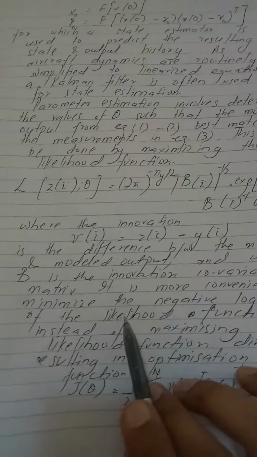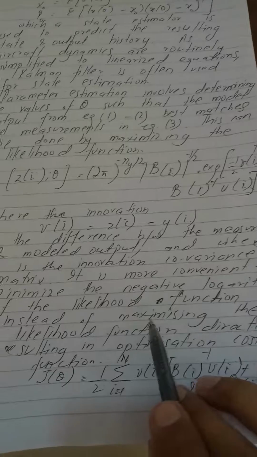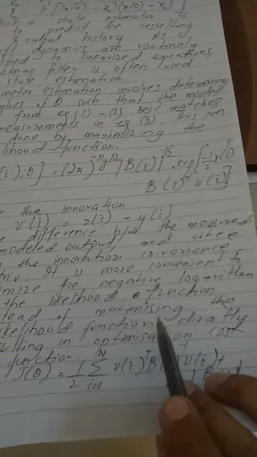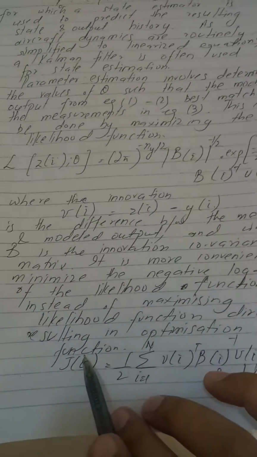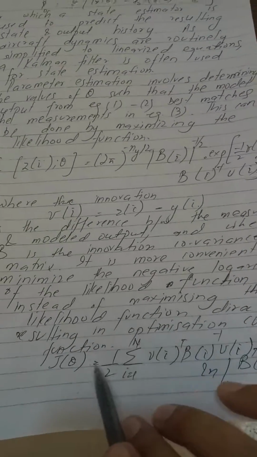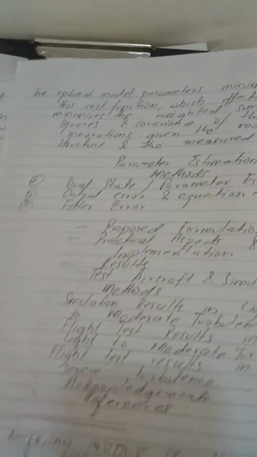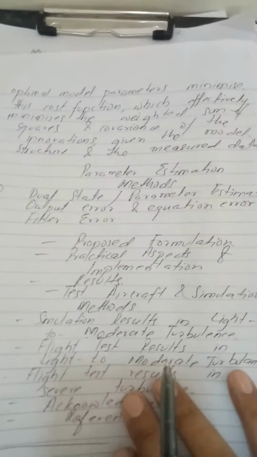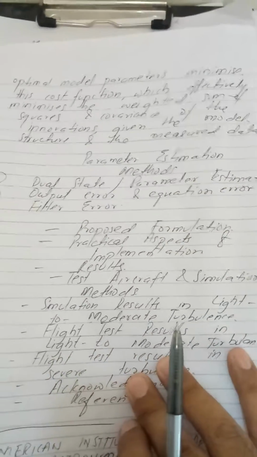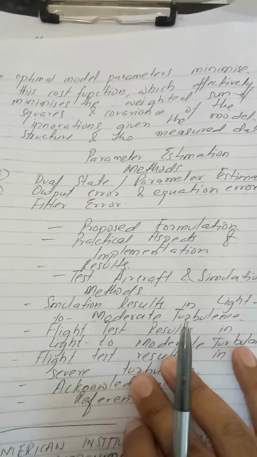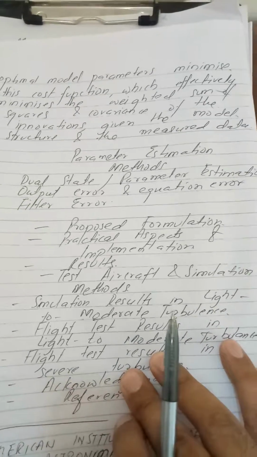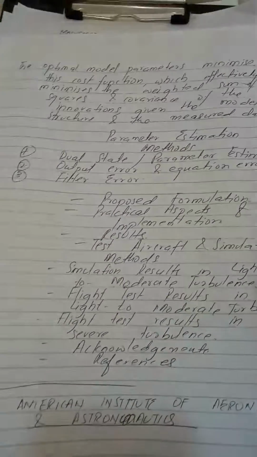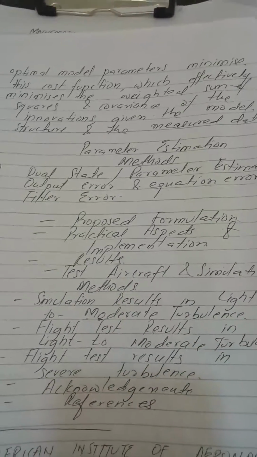It is more convenient to minimize the negative logarithm of the likelihood function instead of maximizing the likelihood function directly, resulting in the optimization cost function in front of you. So the optimal model parameters minimize this cost function, which effectively minimizes the weighted sum of squares and covariance of the innovations given the model structure and the measured data. And this is the information on parameter estimation methods.